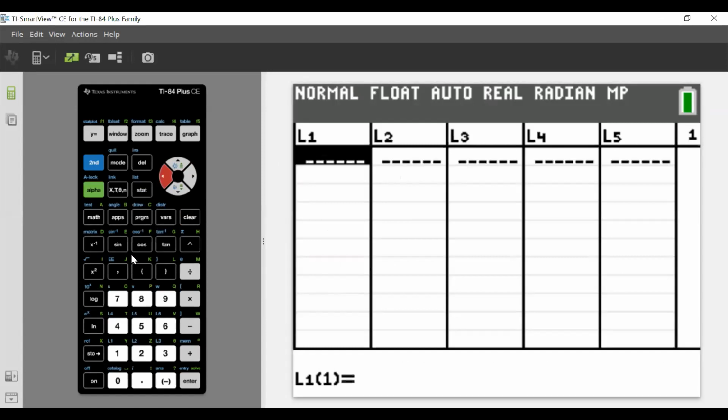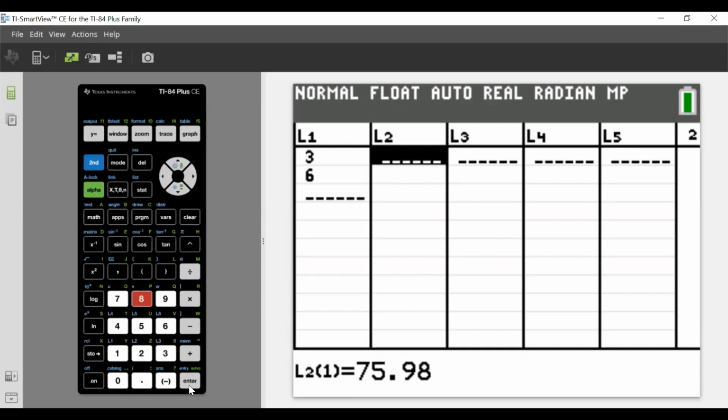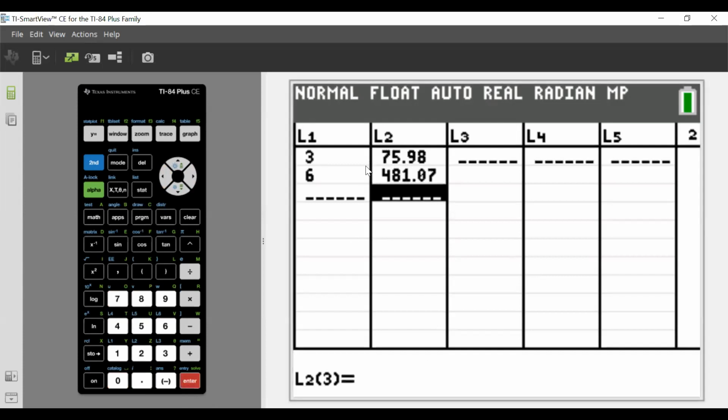So now our question said we had the points (3, 75.98) and (6, 481.07). Our L1 column is going to be our X's. The first one was a 3. The second one was a 6. Now our Y's: the first one was 75.98, and our second one was 481.07. Once we have this in here, we just hit one more button and we can get to our answer.